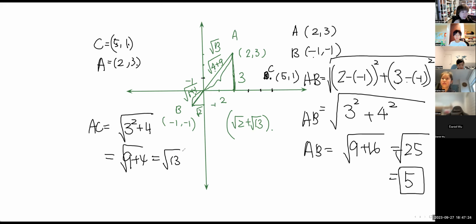Okay, so just to remember, it's always x minus x and y minus y. And every time you subtract them, you square it, then add them together and take the square root. Okay, so I'm going to give you some examples.